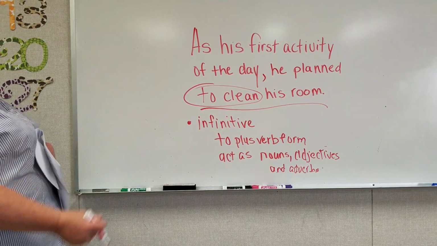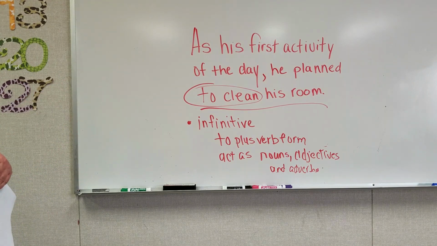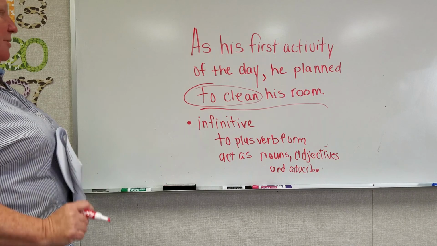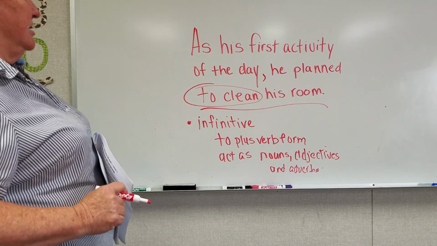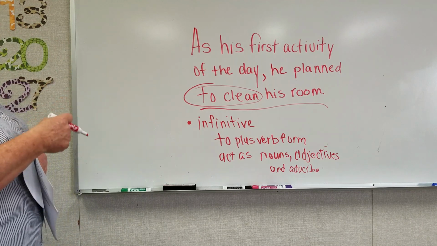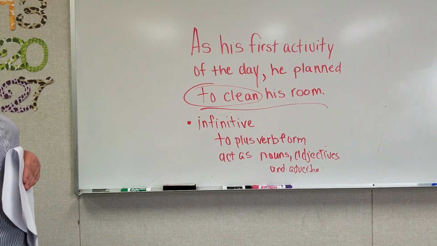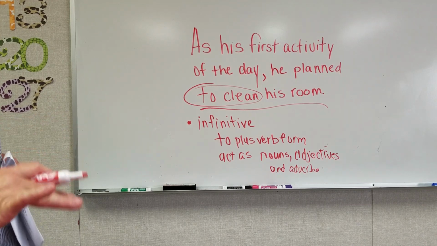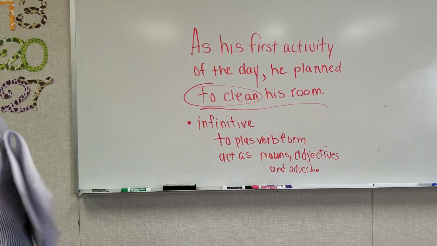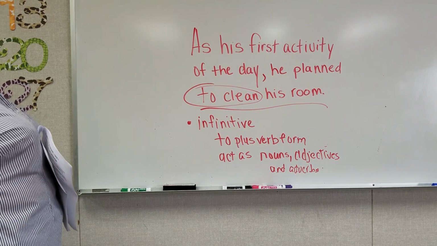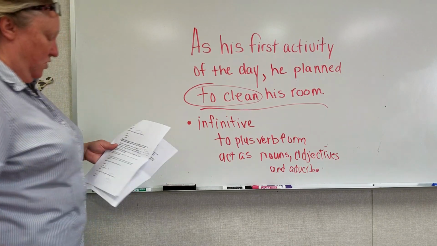Now infinitives can act as nouns, adjectives, and adverbs, and I got a little messy down there at the bottom of the board. I apologize for that. So infinitives, to plus a verb form. Usually pretty easy to find. Sometimes not so easy to figure out how they're acting, but you're not going to have to do that in this sentence. You're only going to have to tell that it is an infinitive. To clean. Infinitives, to plus a verb form.